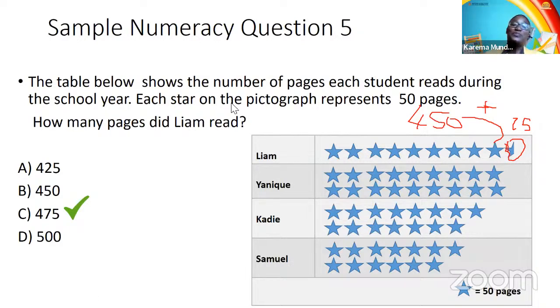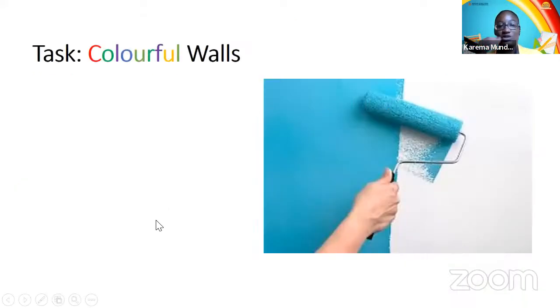Exactly. All right. So we have achieved the first objective that we set out to, and we're now moving on to the performance task, which is a more problem-solving idea. All right. So let's see if we can get into it. Now, the task today is entitled Colorful Walls. And from the picture, you know, it has something to do with painting.